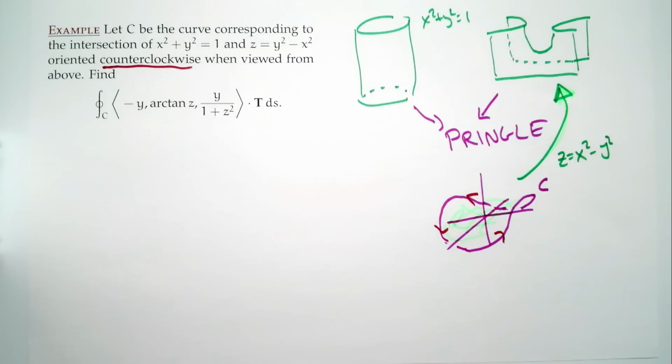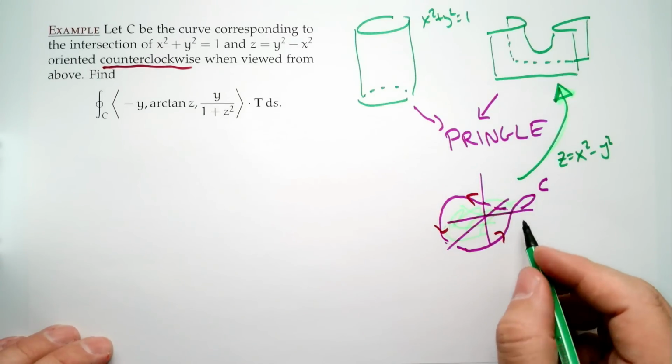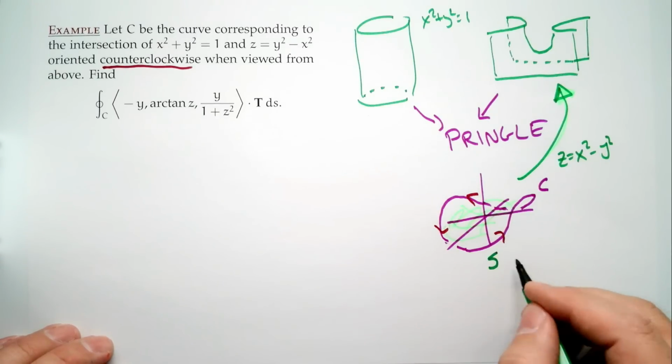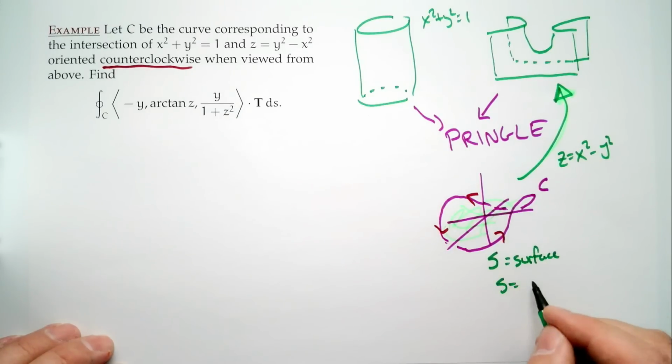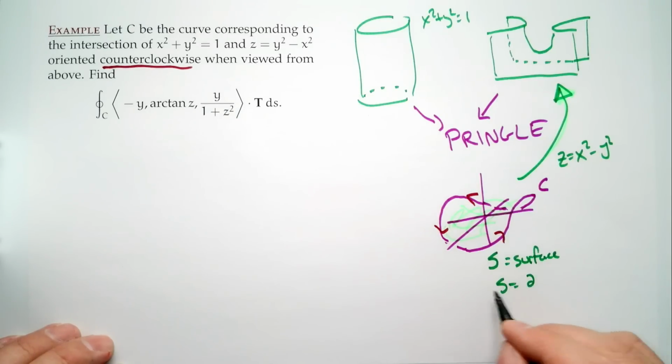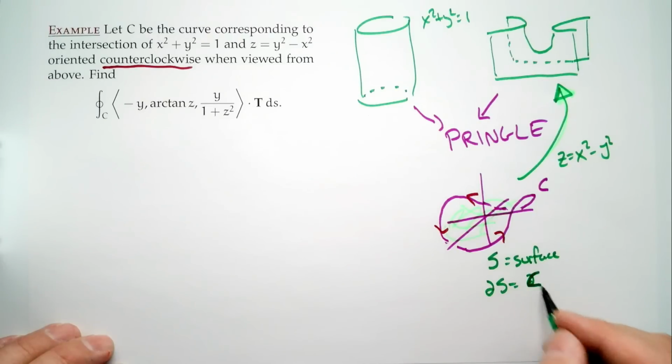Well, unfortunately for us, there's not a consistent normal. This surface is not flat. This is not a fill in and get a disk type thing. A lot of times we do fill in and we just get a disk, but not always. That's okay. We can still do the work. Let's call our surface S. So S is our surface, and the boundary of S is equal to C.